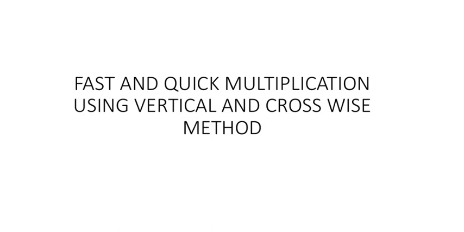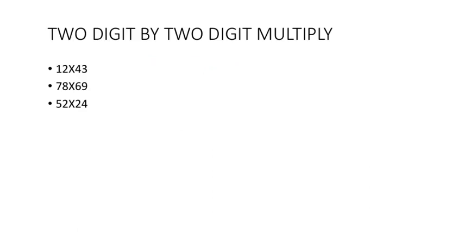In this video, we are going to discuss points about doing multiplications in a much faster and quicker way using the vertical and crosswise method. The method we are going to see today is the vertical and crosswise method. Here, I have first taken multiplications with numbers that involve two digits. Both the operands involve two digits.